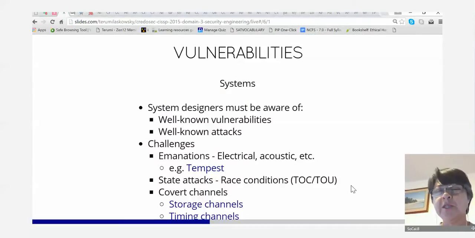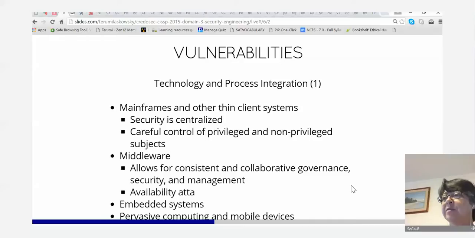Okay, so any questions on this page? Vulnerabilities for the system? Vulnerabilities, technology and process integration. Okay, so here we have mainframe trying to integrate with thin client systems. Security is centralized usually, with careful control of privileged and non-privileged subjects.